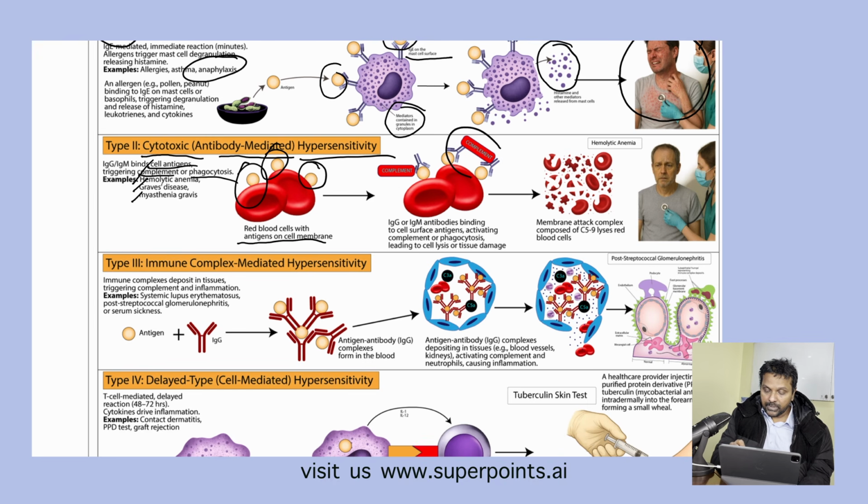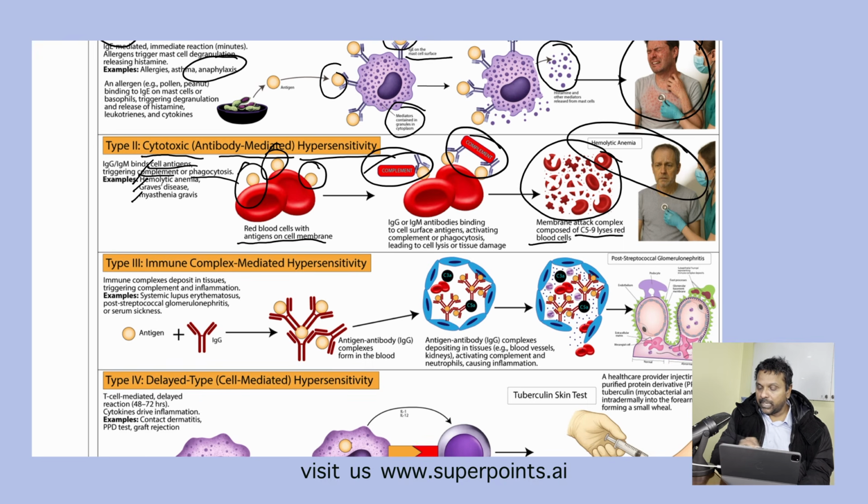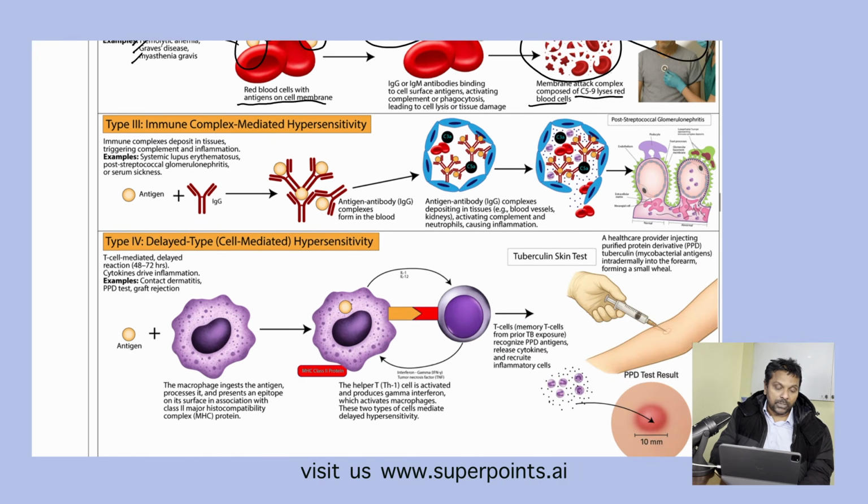So complement is playing a part here, and you have the membrane attack complex composed of C5 to C9 lysing red blood cells, and you get hemolytic anemia. That is type 2. All right, that is also a very important question.